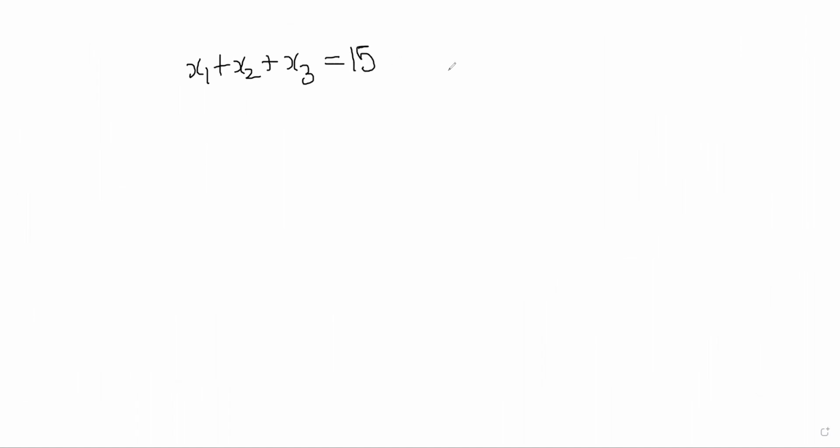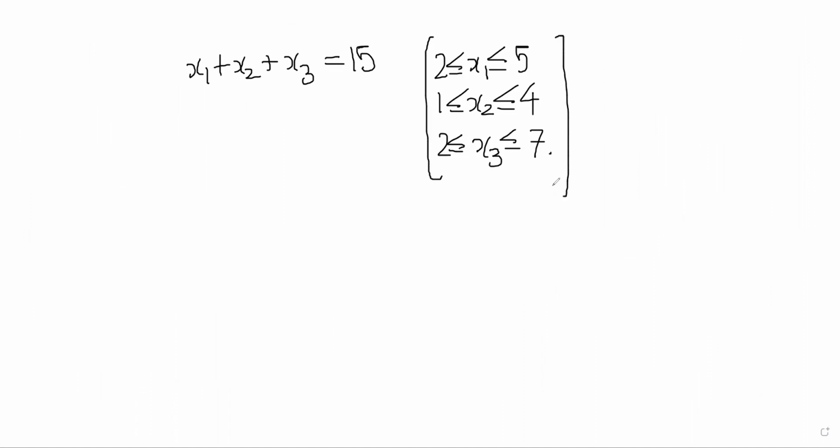And you are given x1 is from 2 to 5, x2 is from 1 to 4, and x3 is from 2 to 7, right? So what is the general strategy that we followed here? I'm quickly recapping. First you remove the lower bounds by converting the equation to y1 plus y2 plus y3, and you give 2, 1 and 2 already. So 5 is gone. So this is 10.